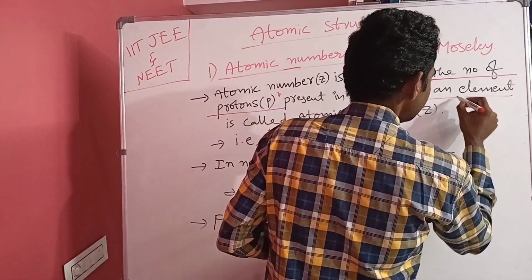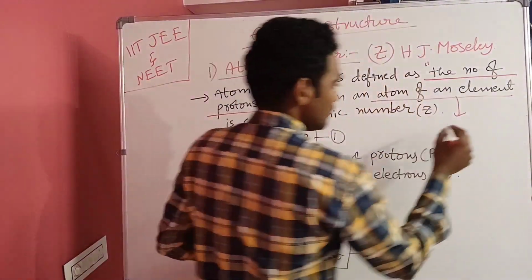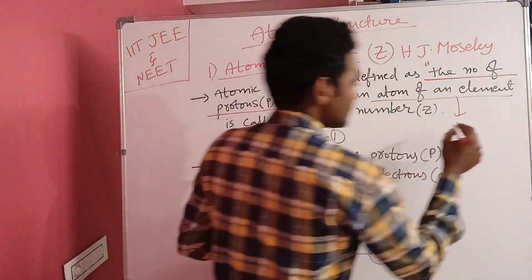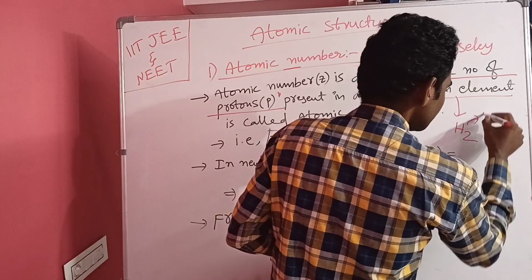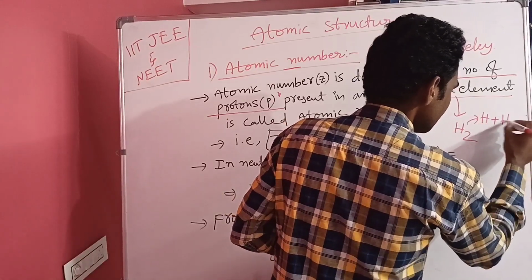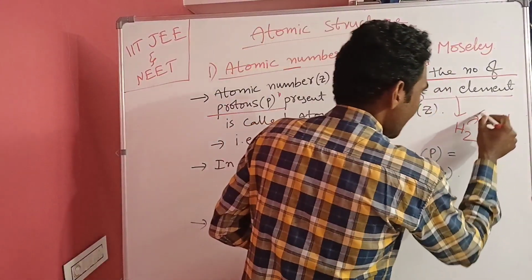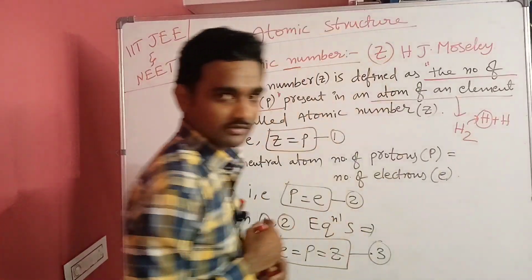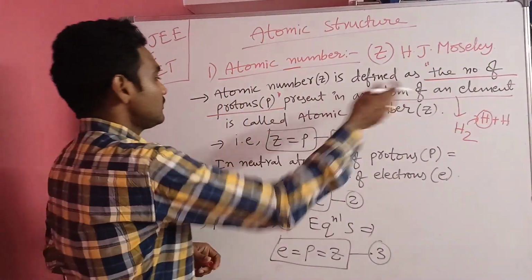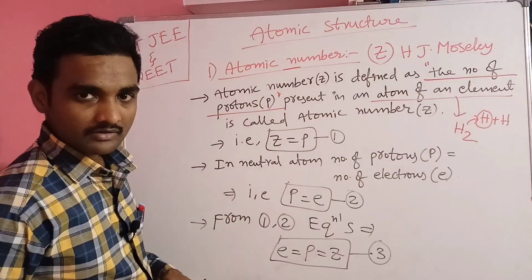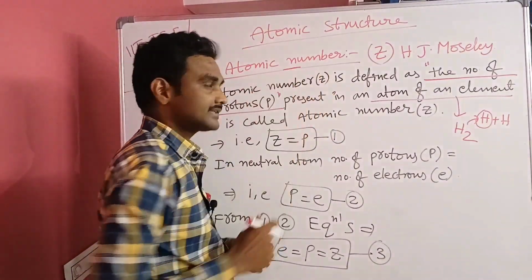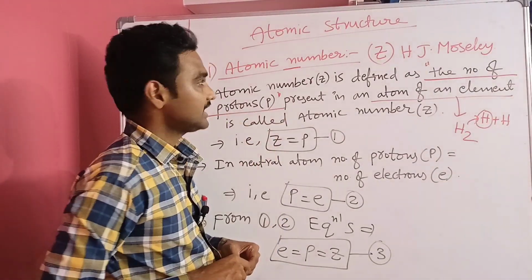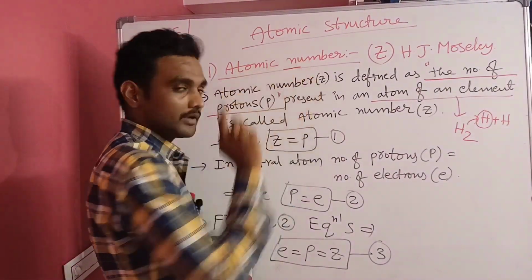Here, atom of an element, as I already told you, for example H2 is an element. It is composed of H plus H. Now I am talking about one of the atoms of hydrogen in the H2 element. That is the meaning. Simply, atomic number means how many protons are there in an atom.